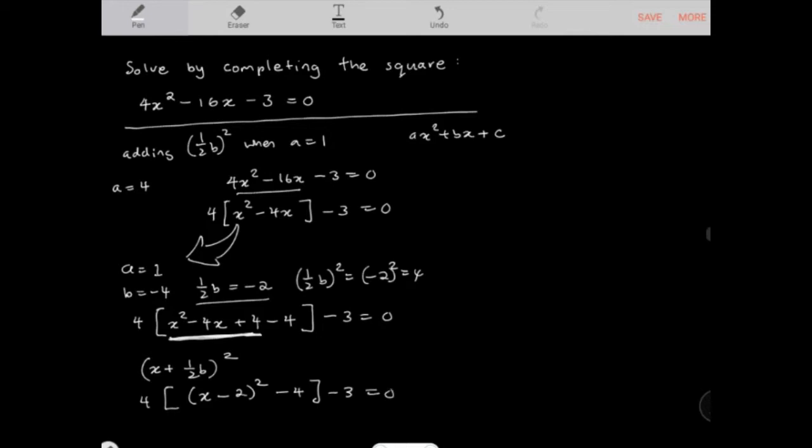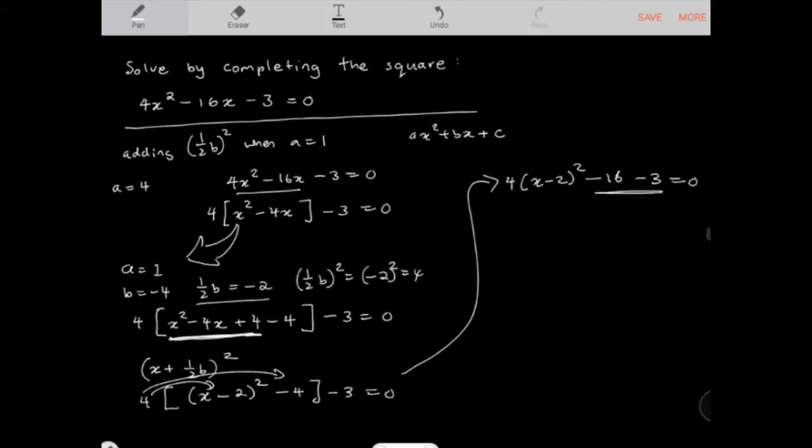Now I want to collect the like terms, but before I can actually do that, I'm going to distribute this 4 out. So when you distribute it out, you get 4 times x minus 2 squared. 4 times negative 4 is negative 16, minus 3. Now I can actually collect these two once I've expanded it out. And in this case, you get 4 times x minus 2 squared, negative 16 minus 3 is negative 19, is equal to 0.